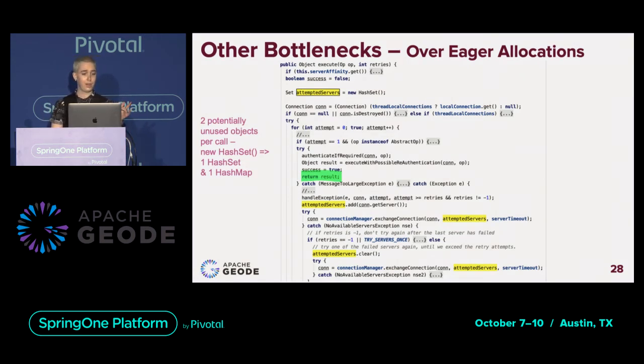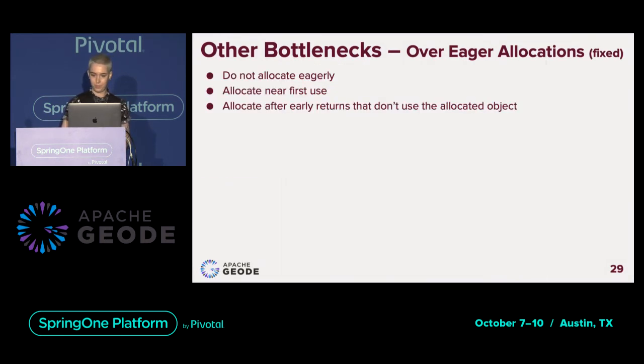Also, because we are allocating a hash set, we're actually allocating two objects, both a hash set and a hash map. So lots of garbage here. And how do we fix this? Well, allocate closer to where it's used. Especially if you have an early return, try to allocate after that early return so that you're not just creating garbage for the sake of garbage.